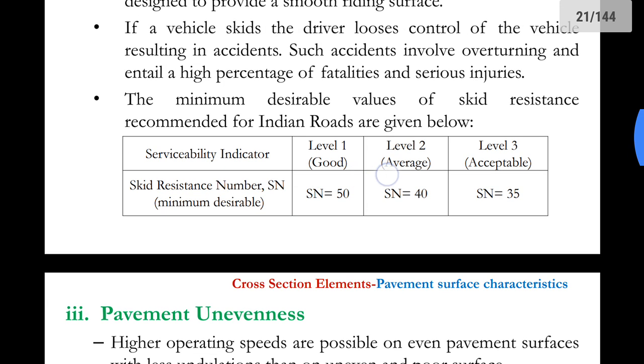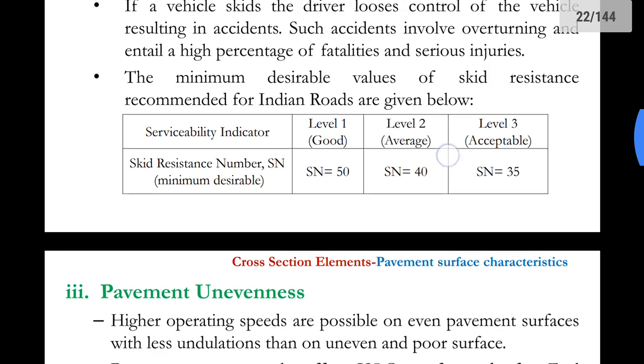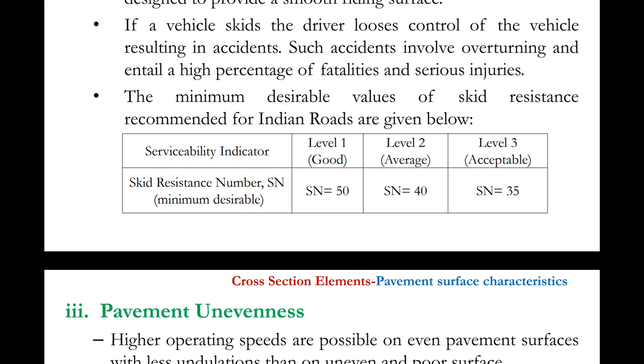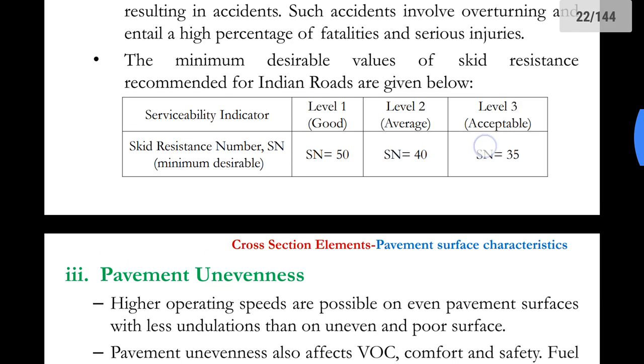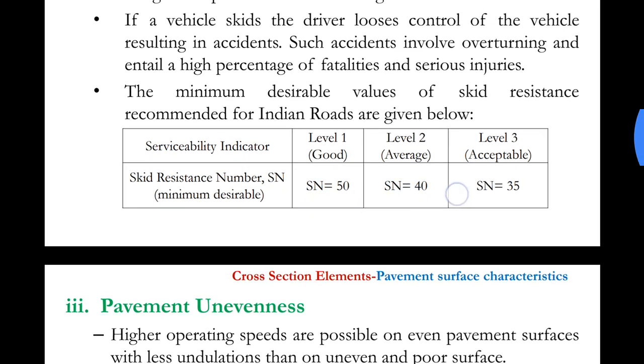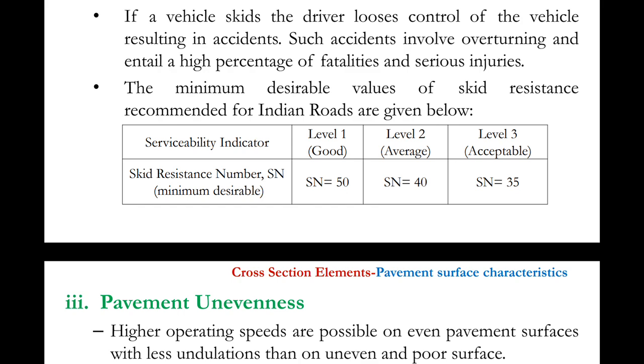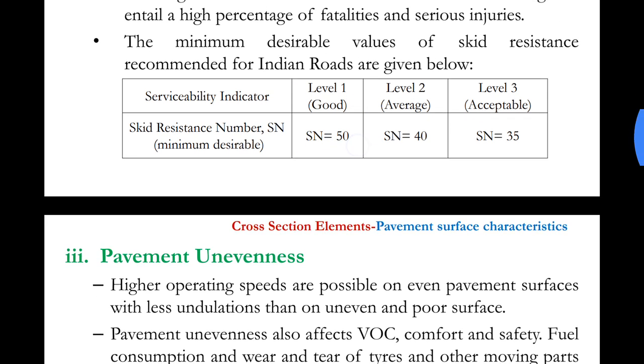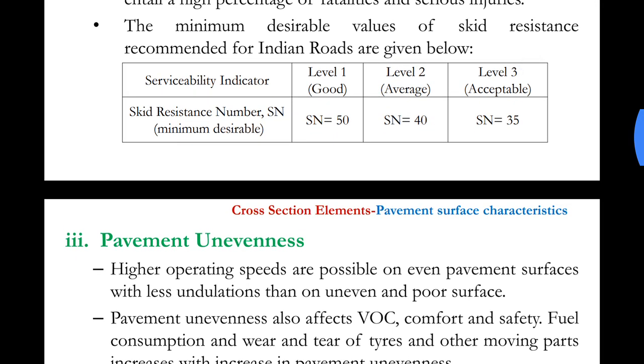Serviceability indicator, there are level 1, 2 and 3: good, average and acceptable. The skid resistance number is obtained by using a device known as the pendulum skid resistance tester. Using that we can obtain the skid number. For a road to be categorized under level 1 or good, the skid number should be minimum 50, and for level 2 it is 40, for level 3 it is 35.